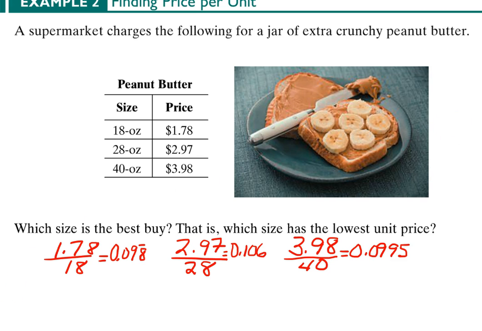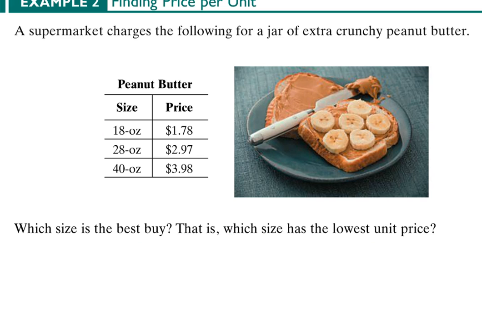So once we do the division, we see that comparing these numbers, 0.098, 0.1, so this one's definitely not, and this is 0.099, so this would be your best buy. That is the 18 ounce, so that's not usual. Usually the larger quantity is your better buy.